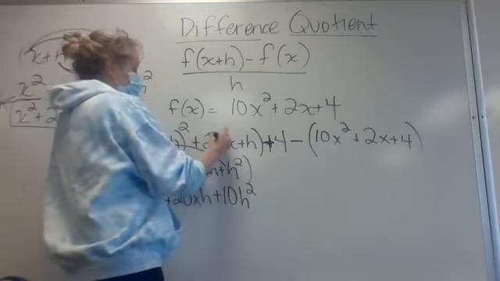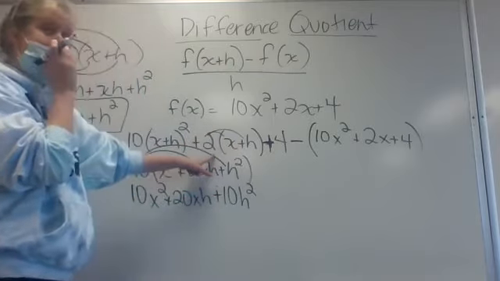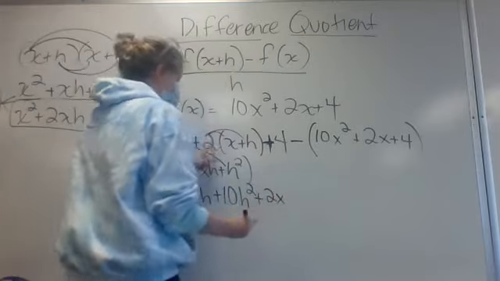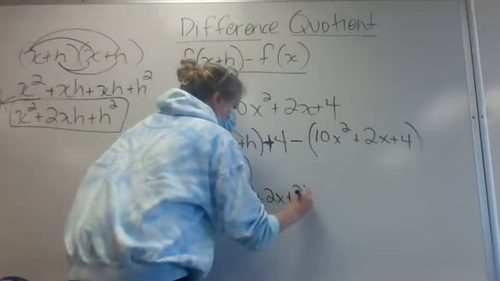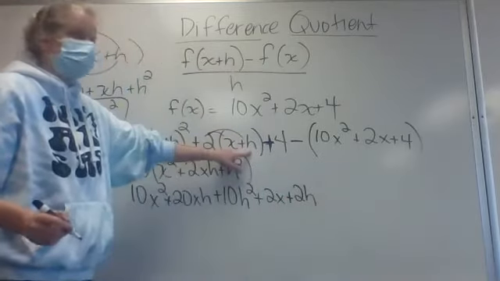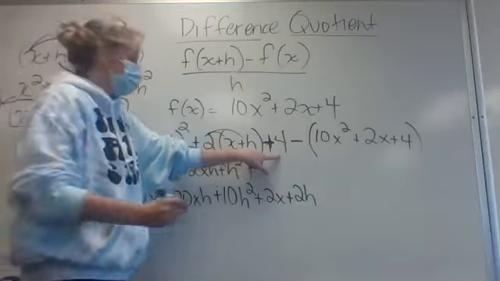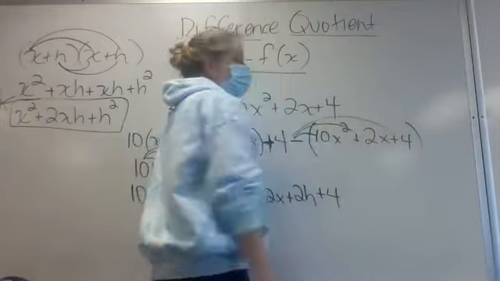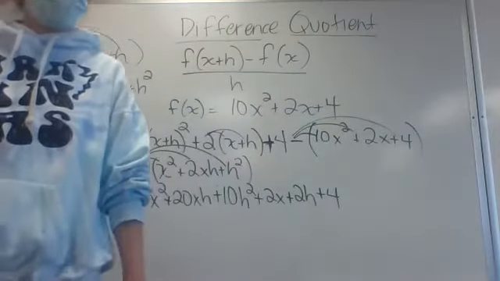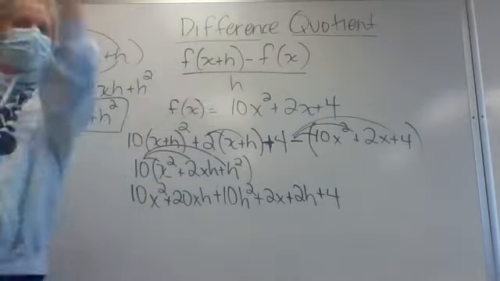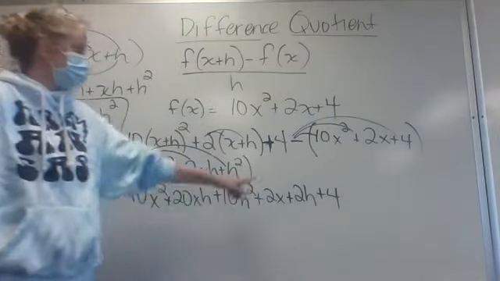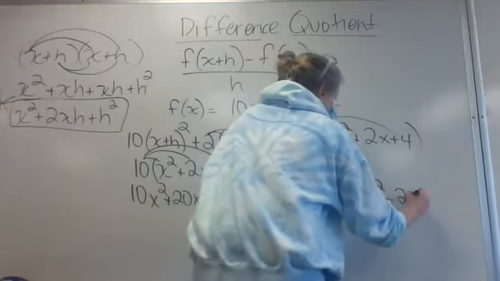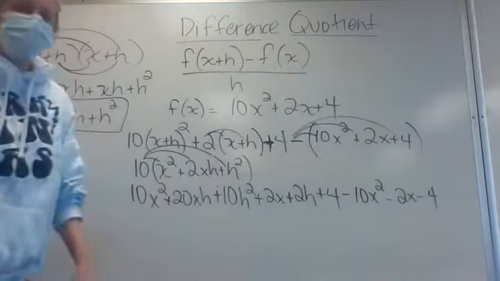Here I need to distribute the 2. So I've got plus 2x plus 2h. That got rid of those parentheses. Bring down the plus 4. And distribute your negative. Again, that's going to help this clean up a lot, right? Because what happens with all those terms? They're going to cancel terms up front once you change their signs. So it'll be minus 10x squared minus 2x minus 4.